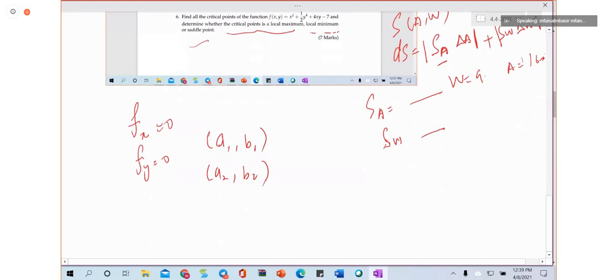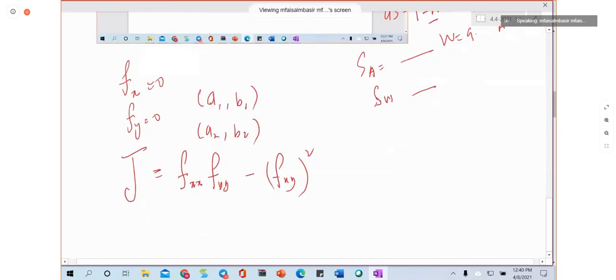Okay, and then after you get the critical points, you have to do the second derivative test, right? So what is the formula for the second derivative test? f_xx times f_yy minus f_xy squared. Let's say I call this the Jacobian J. Right or not? Check the formula. Correct, Doctor. Okay, thank you.